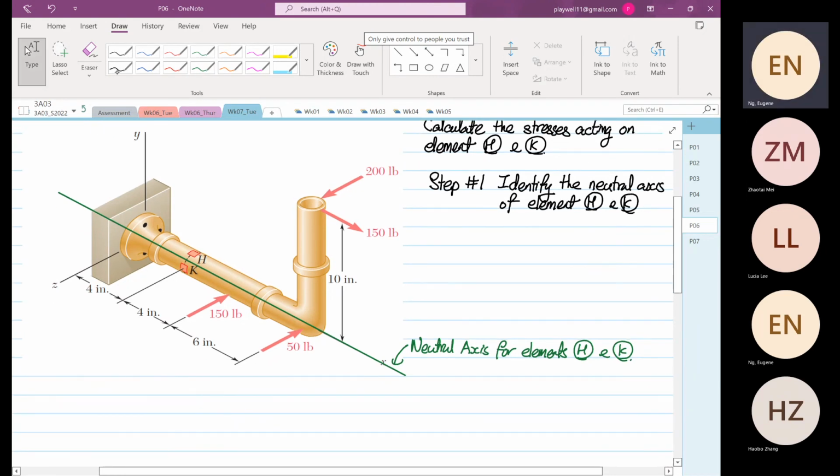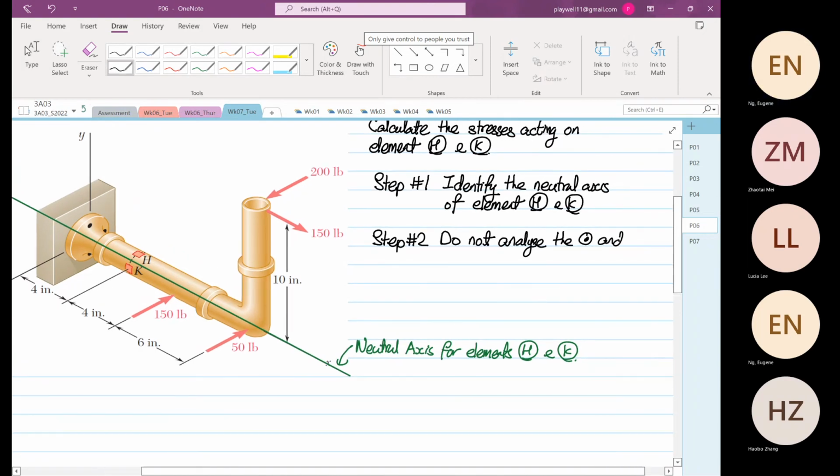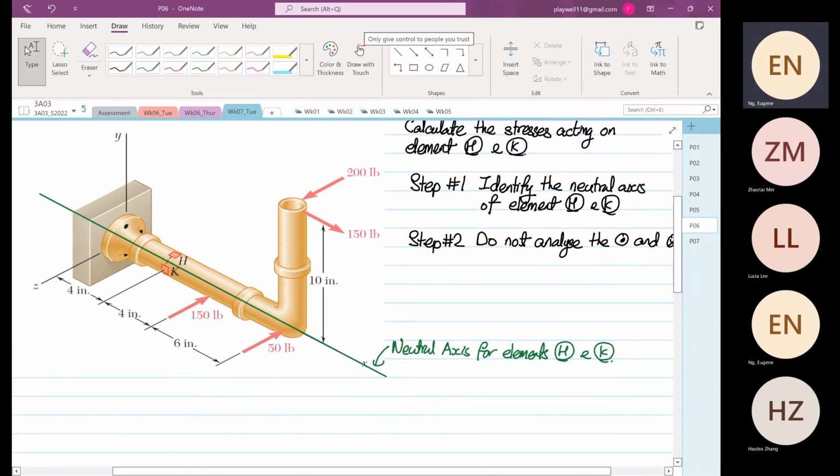Then step number 2. Later on, I'll draw step number 2 for you, so it will be more clear. Okay. Do not analyze the dots and process. And don't worry about step number 2. I will explain later on what I mean by that.